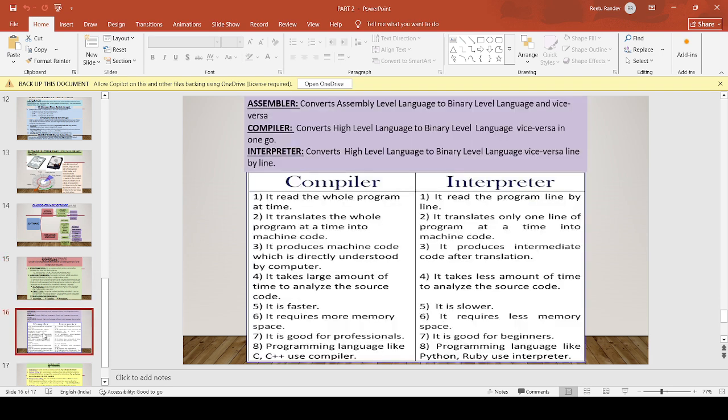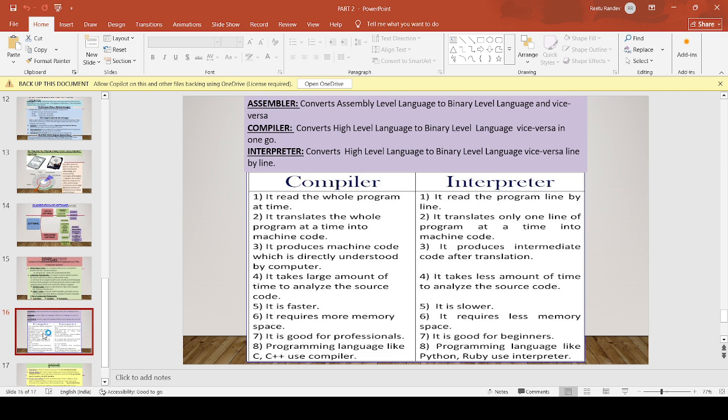Assembler was used in assembly language programs to convert the assembly level language program into the binary level language and vice versa. Assembly language had some pseudocodes, certain keywords which were to be followed and which then were converted into machine language by the assembler. Compiler, what does it do? It converts the high level language to binary language and vice versa in one go. Interpreter converts the high level language line by line.